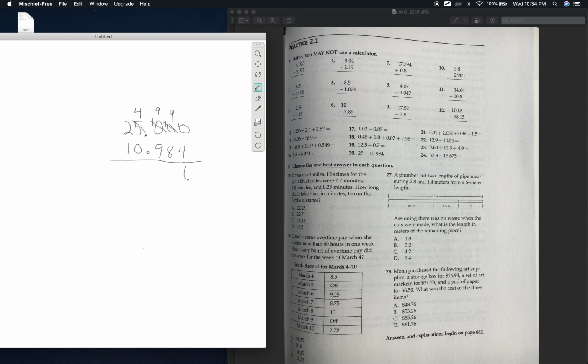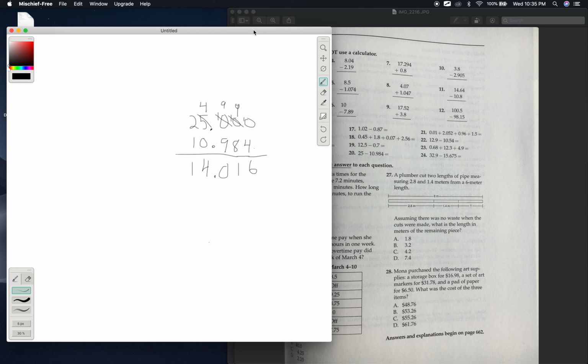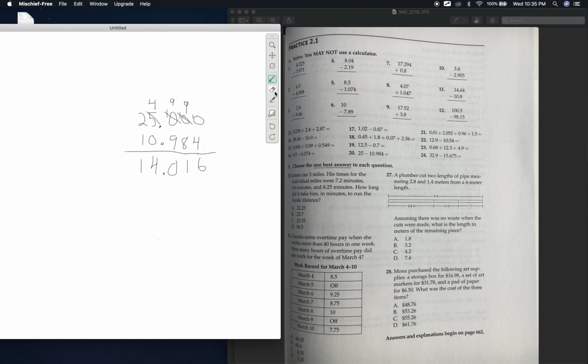10 minus 4 is 6. 9 minus 8 is 1. 9 minus 9 is 0. Put the decimal point in the same place as soon as you reach it. 4 minus 0 is 4. 2 minus 1 is 1. So that's your answer to number 20. Okay? So that's all I'm going to show you for those, because otherwise this video is going to be a lot longer than most likely you would like it to be.